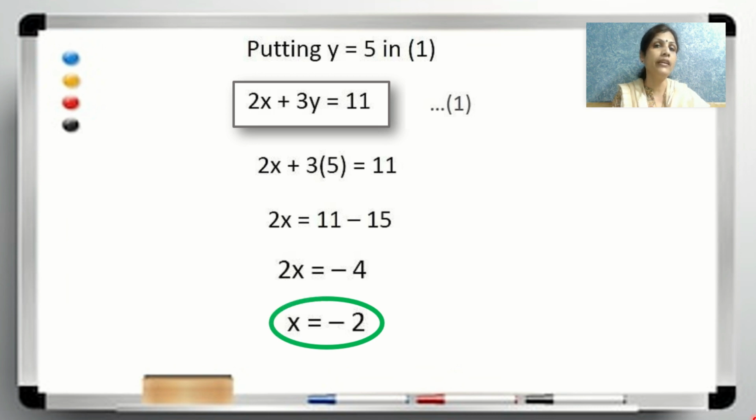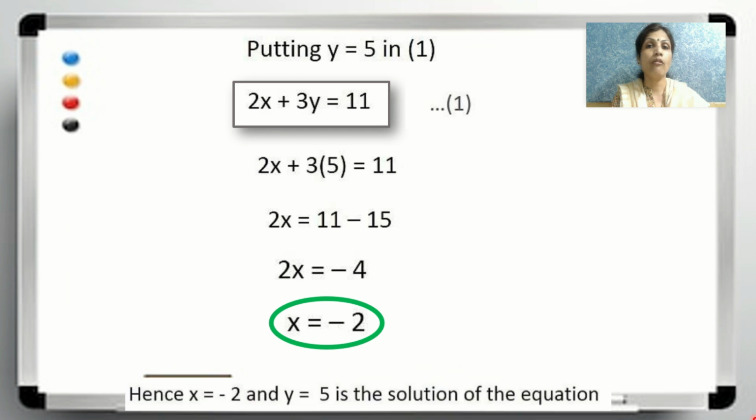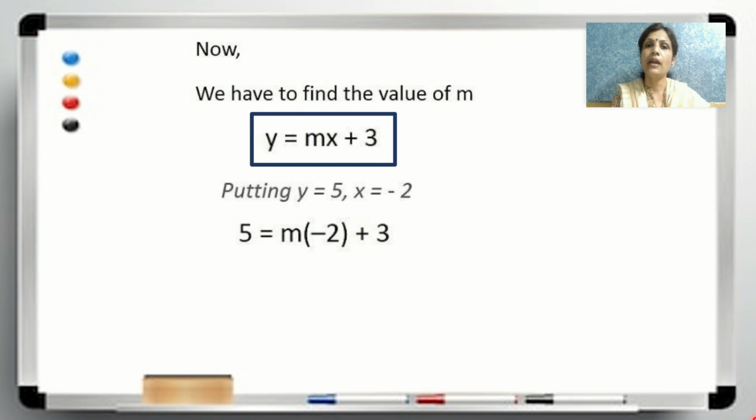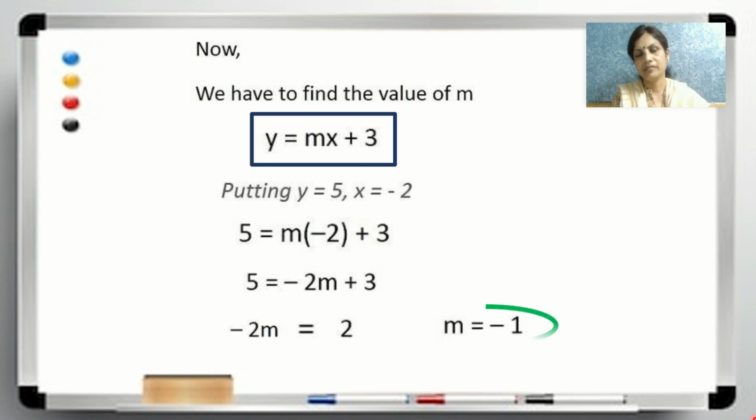But what we have to find out? We have to find the value of m from the equation y is equal to mx plus 3. So let's substitute the values. So we get 5 is equal to m into minus 2 plus 3. So 5 is equal to minus 2m plus 3. Therefore we get minus 2m is equal to 5 minus 3 is 2, and therefore the value of m is minus 1. So this is how you have to solve the sum.